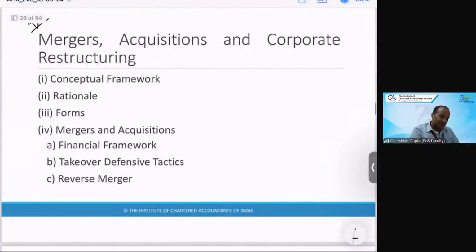Two chapters are there. Once we have valued the business, now comes how we do merger, acquisition and corporate restructuring. Now, students, this is one of the very strategic decisions.